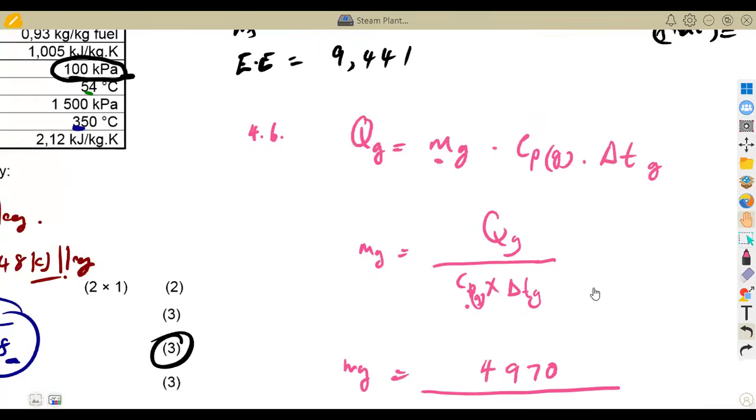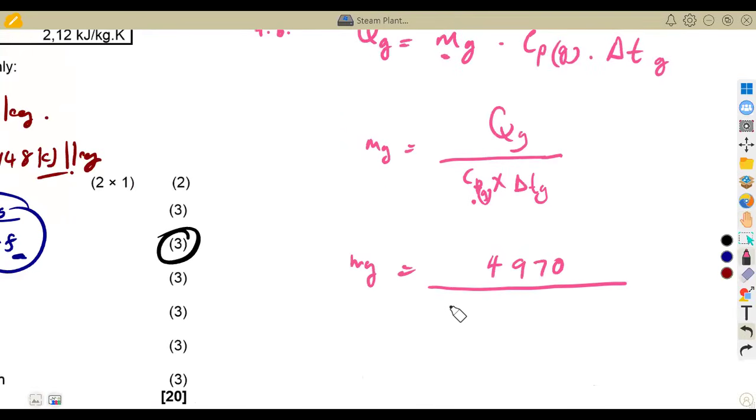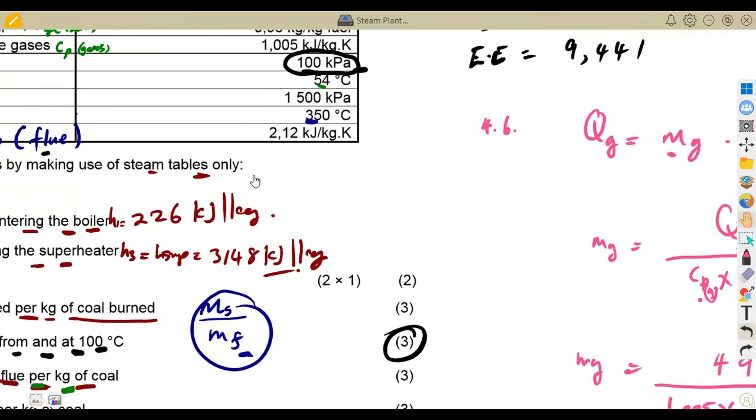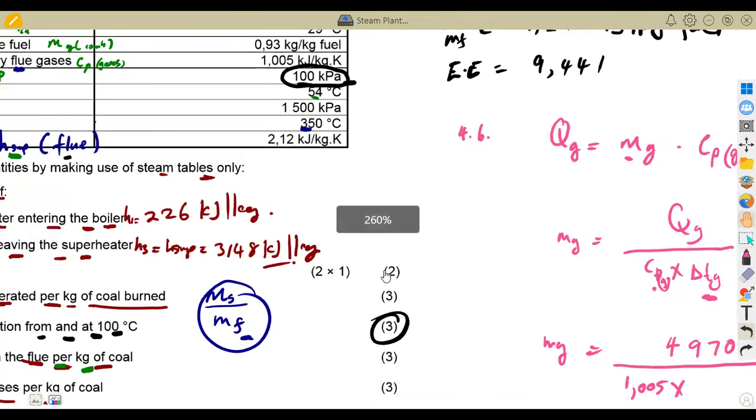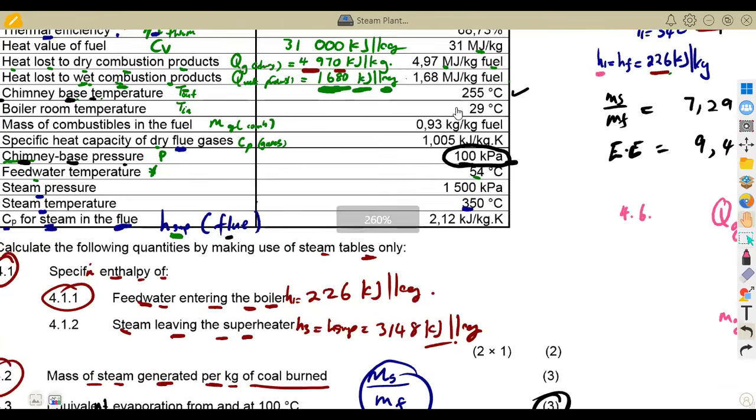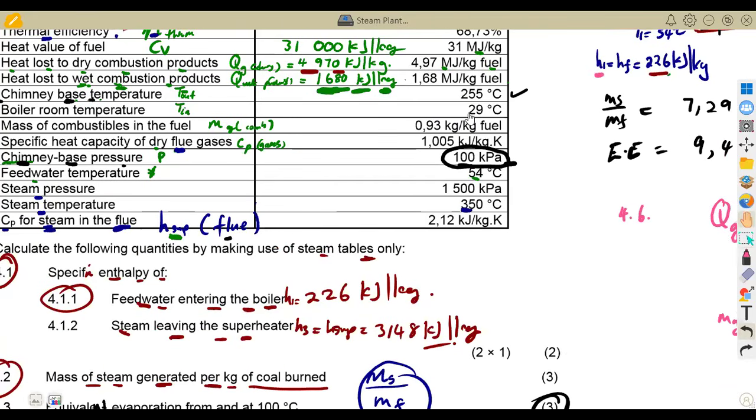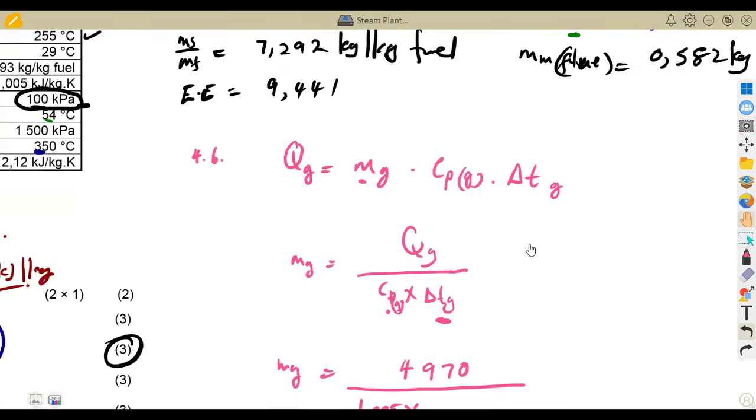1.005. So there we are given 1.005 times the change in temperature. It's going to be T out minus T in, so you're talking about T out and T in at the chimney here. T out 255 minus 29. All right, so that is 255 minus 29.